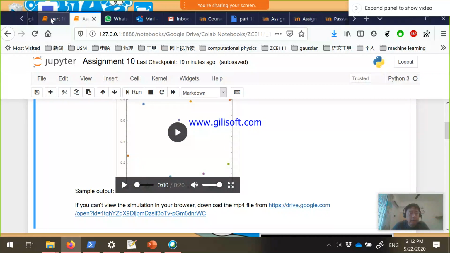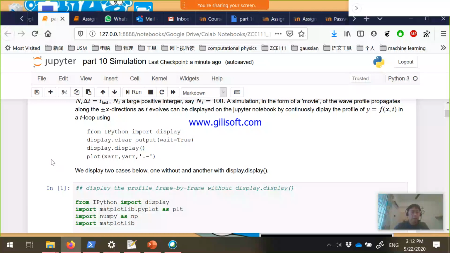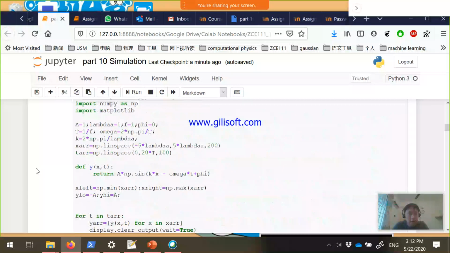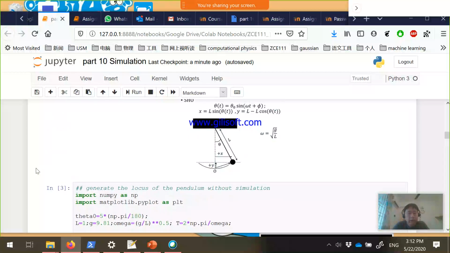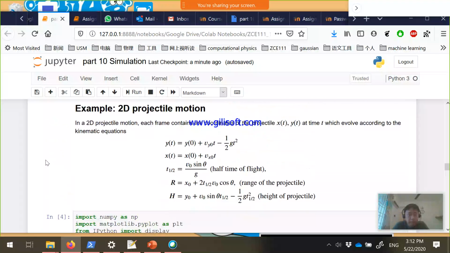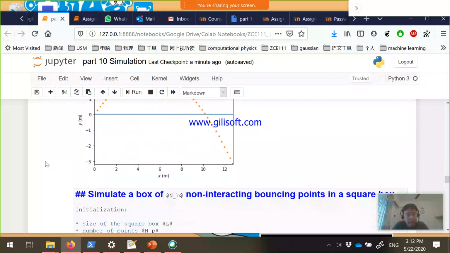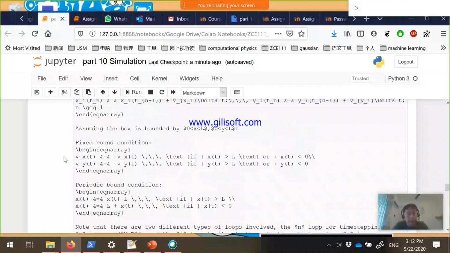We are going to simulate a few examples like wave. We are going to see how a wave changes with time, and simulate, for example, how an oscillator, a single pendulum, changes with time. Then we also want to see how the projectile motion looks when you simulate it, and also simulate a box of particles.